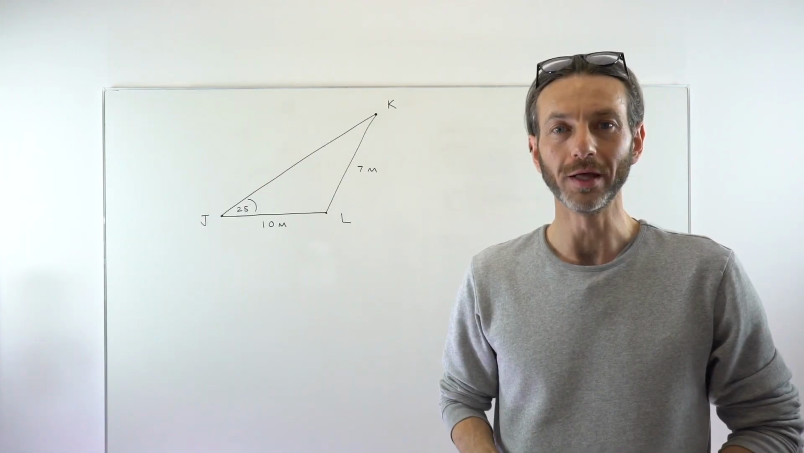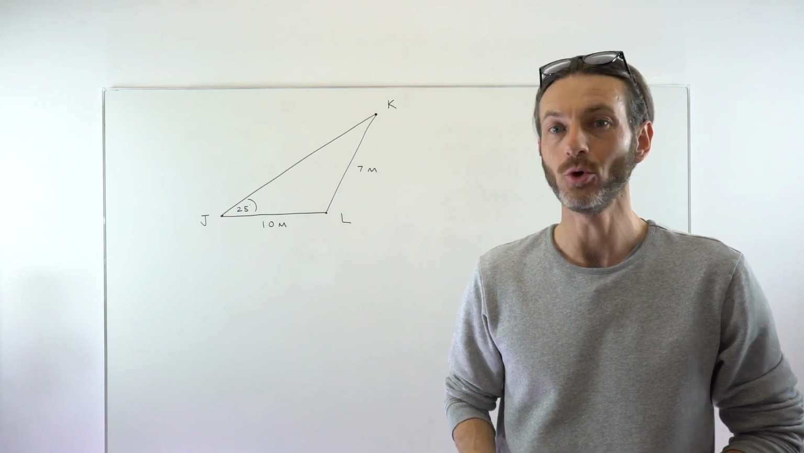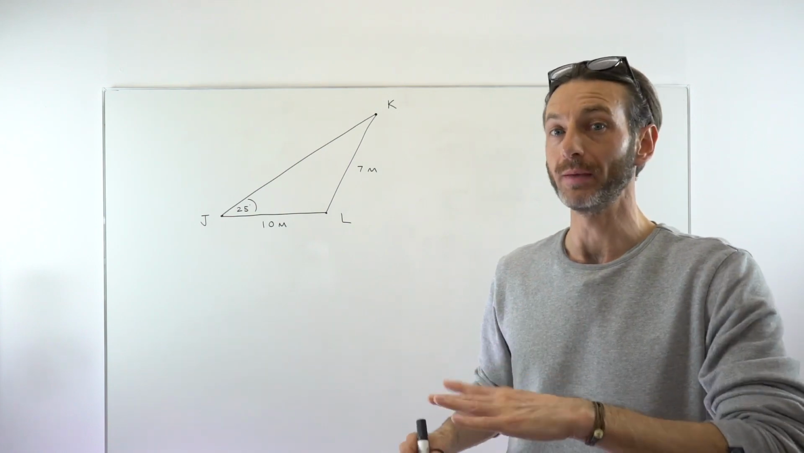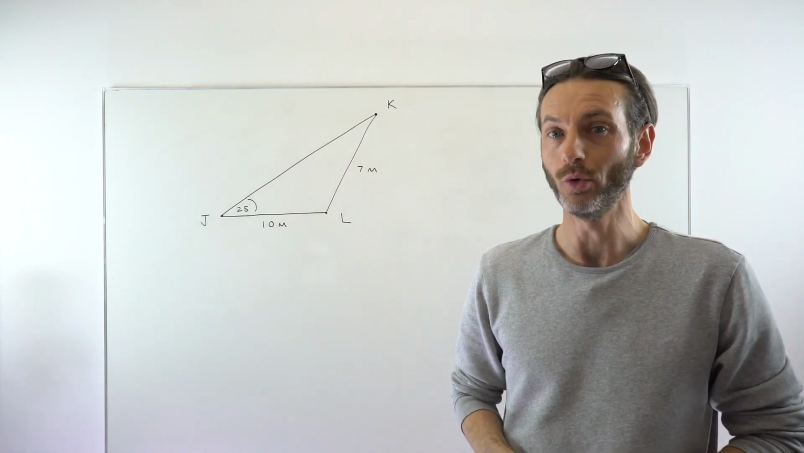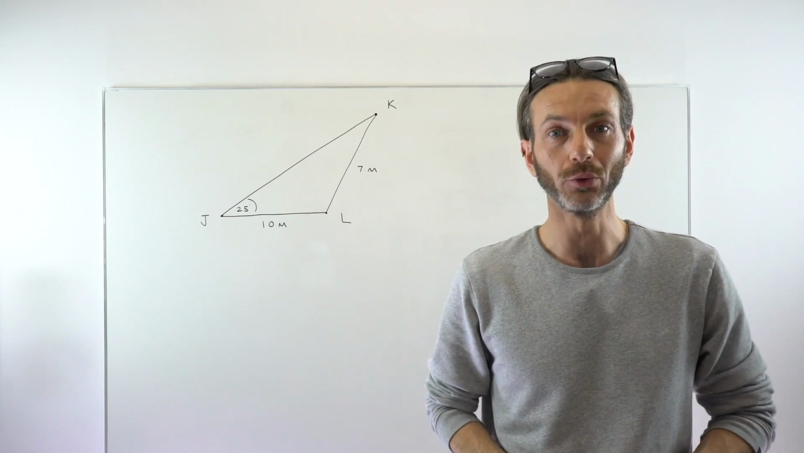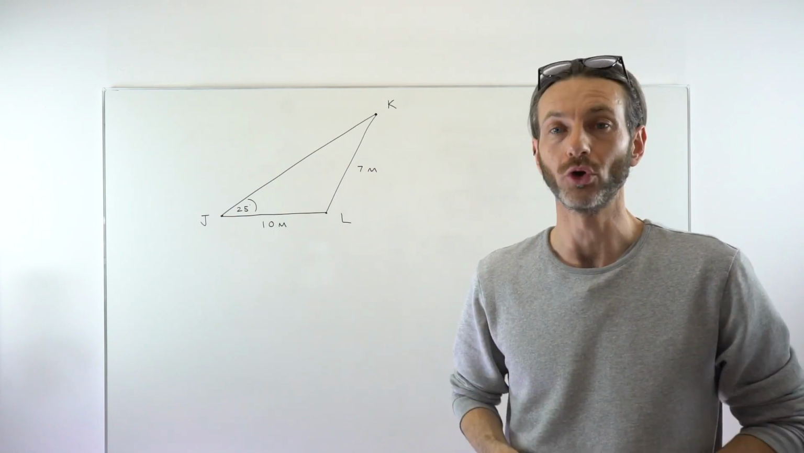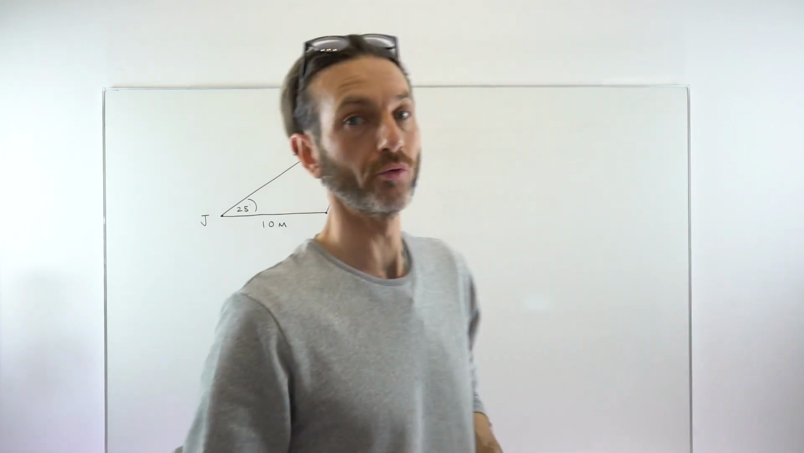In question 4, we've been asked to find the size of the angle JKL. So JKL, K being in the middle, that means it's this angle in here. So looking at the triangle, obviously it's non-right angle, that means we cannot use Pythagoras or SOHCAHTOA, so it's a sine or cosine rule question.